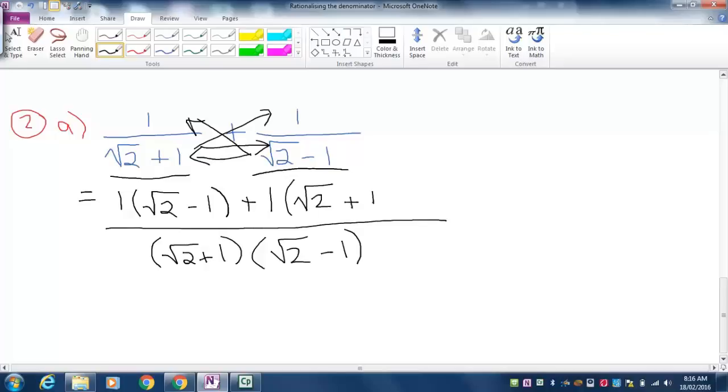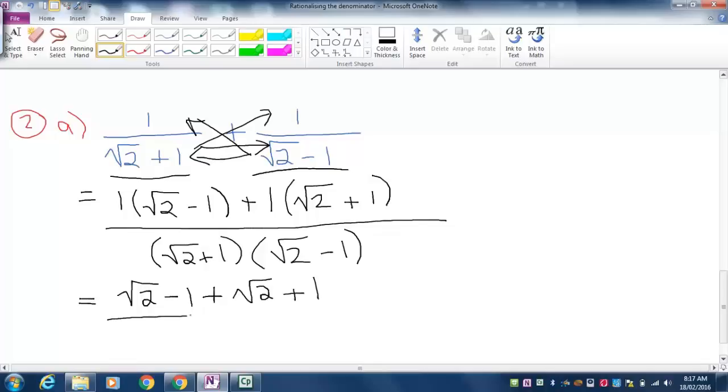Now we can do a bit of tidying up. On that top line, I expand those two sets of brackets. So 1 times root 2 gives me root 2. 1 times negative 1 gives me negative 1. Plus 1 times root 2 gives me root 2. And 1 times positive 1 gives me positive 1.